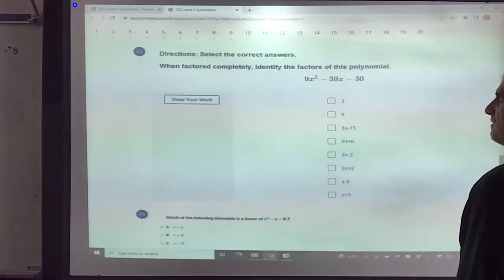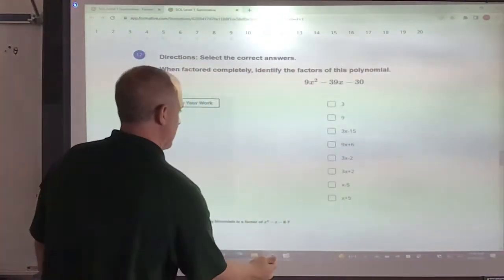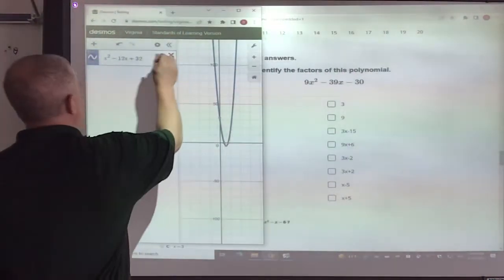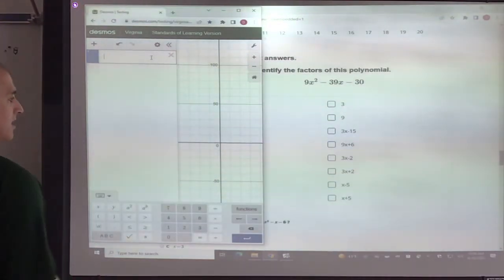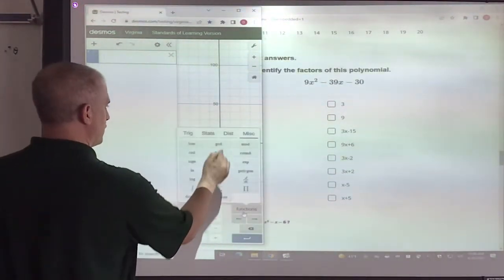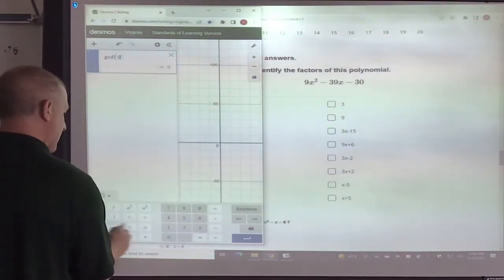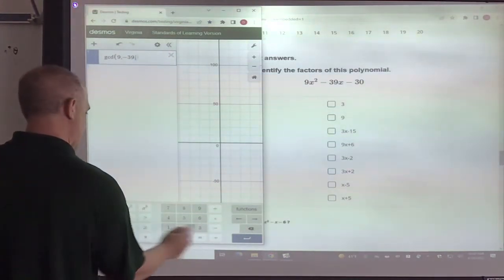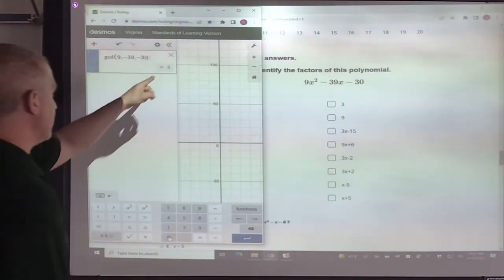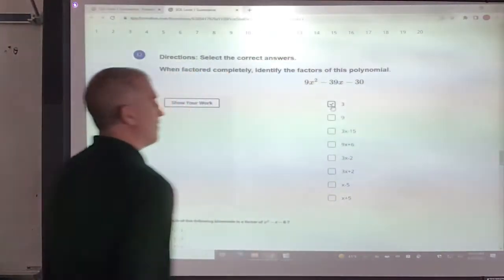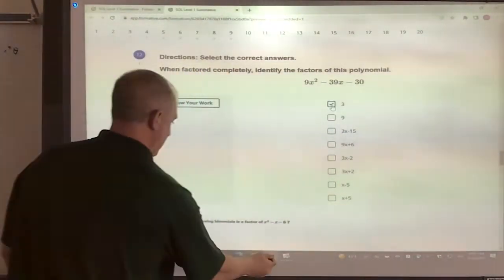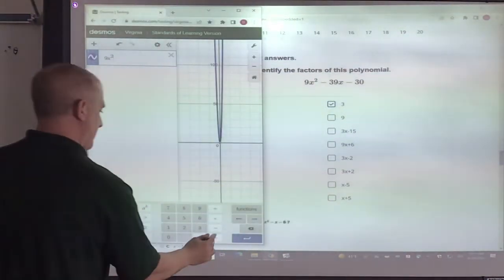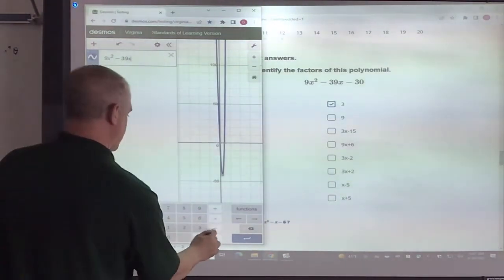Now, 12. Very tricky question. Let me show you how this one would work. I would do Functions, GCD, 9, negative 39, and negative 30. That is going to be 3. So that GCF has to be checked off there. You've got to include that. Now, I want to just graph this: 9x squared minus 39x minus 30.